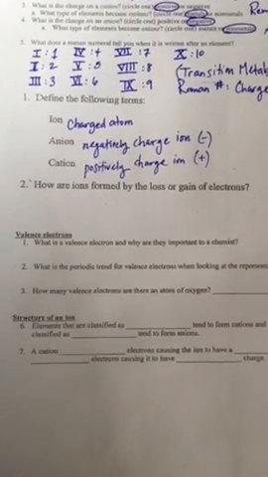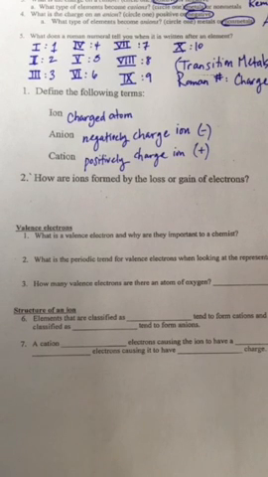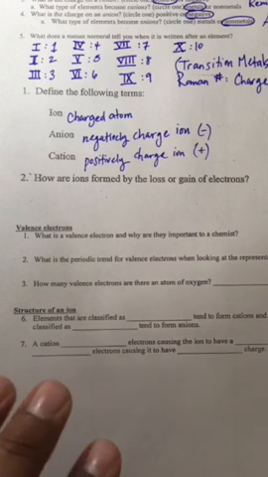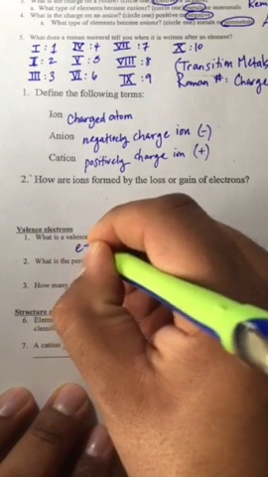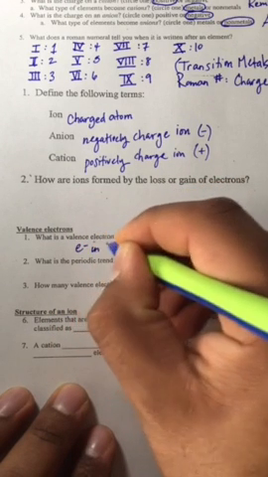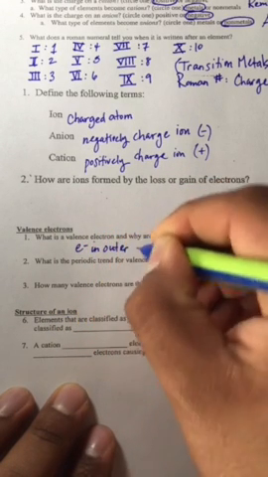So number 1 for valence electrons at the bottom, it says, what is a valence electron and why are they important? So what is a valence electron? Electrons where? Electrons in the outer shell.